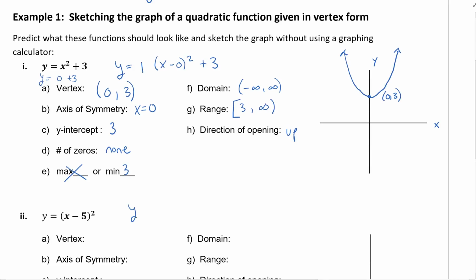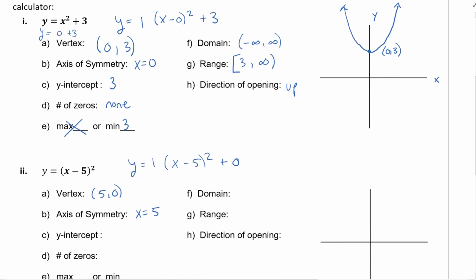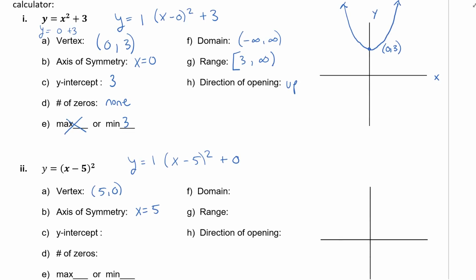So for number 2, if I rewrote that, my a would still be 1. This would be (x minus 5) squared, and then my k value is 0. So my vertex here would be (5, 0). My axis of symmetry would go through x equals 5. My y-intercept here, what would that be? Well, if I'm putting the 0 in, right, so y is equal to (0 minus 5) squared, well, that would be 25, because 5 squared is 25.